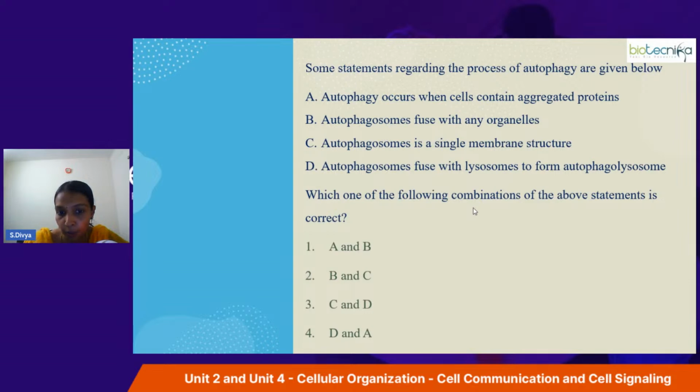Yeah, what is the answer over here? Which of the combination is the correct combination? So here they are asking you the correct combination. Again, miscellaneous answers coming up.